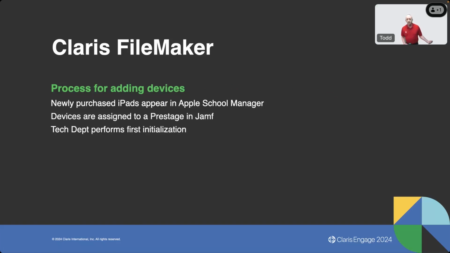And then once the devices are received, the tech department performs that first initialization of turning the device on to check it, make sure that everything is working. What that does is the device moves out of the pre-stage and it is now an active device in Jamf. Then FileMaker Server runs a scheduled script twice a day, which uses the API calls to get the list of active devices and pulls it down. Then we iterate through each API call to look for, does this device exist? If it does, we update the information in FileMaker. If it does not exist, then we go ahead and add it as a new device.